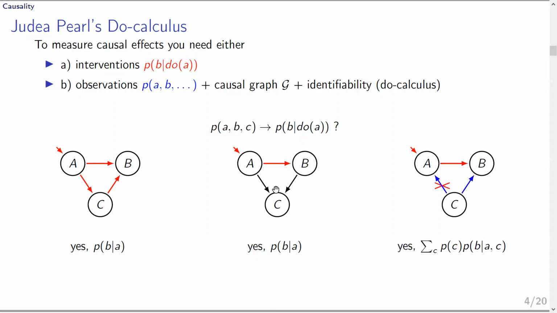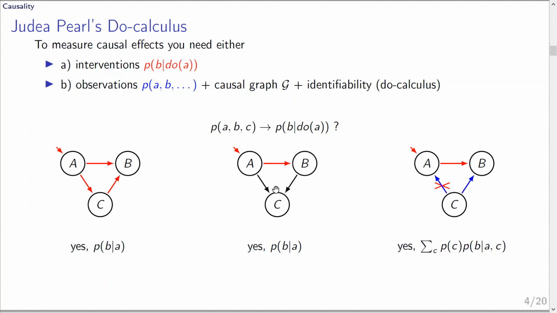Last example is a bit more tricky because here you will measure A to B, the direct arrow, but also A, C, B. And this path is not causal. See that one of the arrows is not going in the right direction. So if you measure P of B given A here, you won't measure a causal relationship. You have to correct it, you have to fix it.